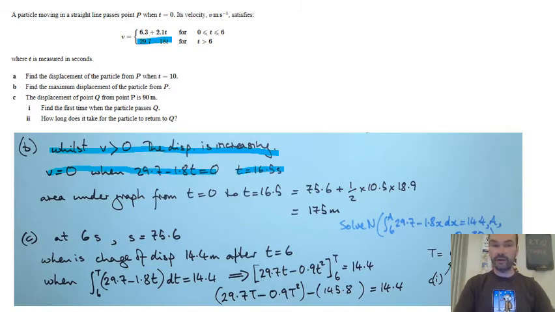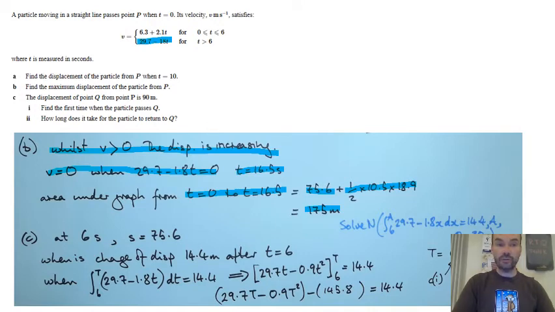So the area under the graph from 0 to 16.5, and remember, for all of those first 16.5 seconds, the velocity is positive, so it's moving away. It might be slowing down from 6 seconds onwards, but it's still moving away before it comes to a halt. 75.6 was the first area, and now we've got the area of a triangle, which gives that. Okay. The displacement of point Q from P is 90.